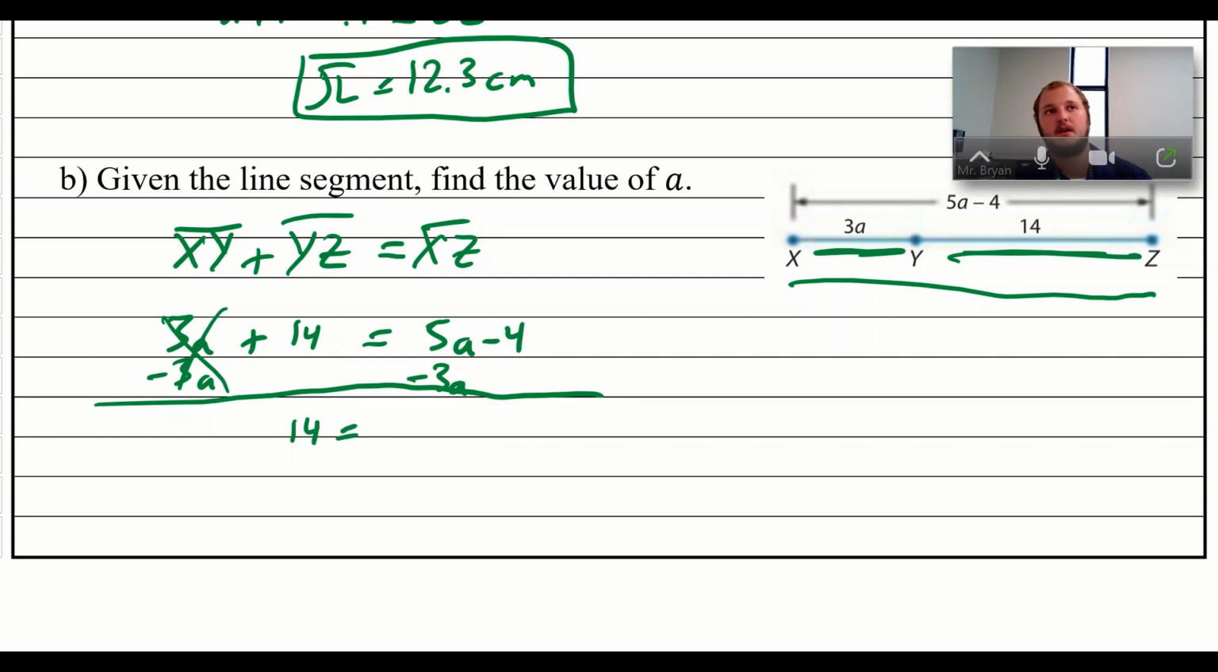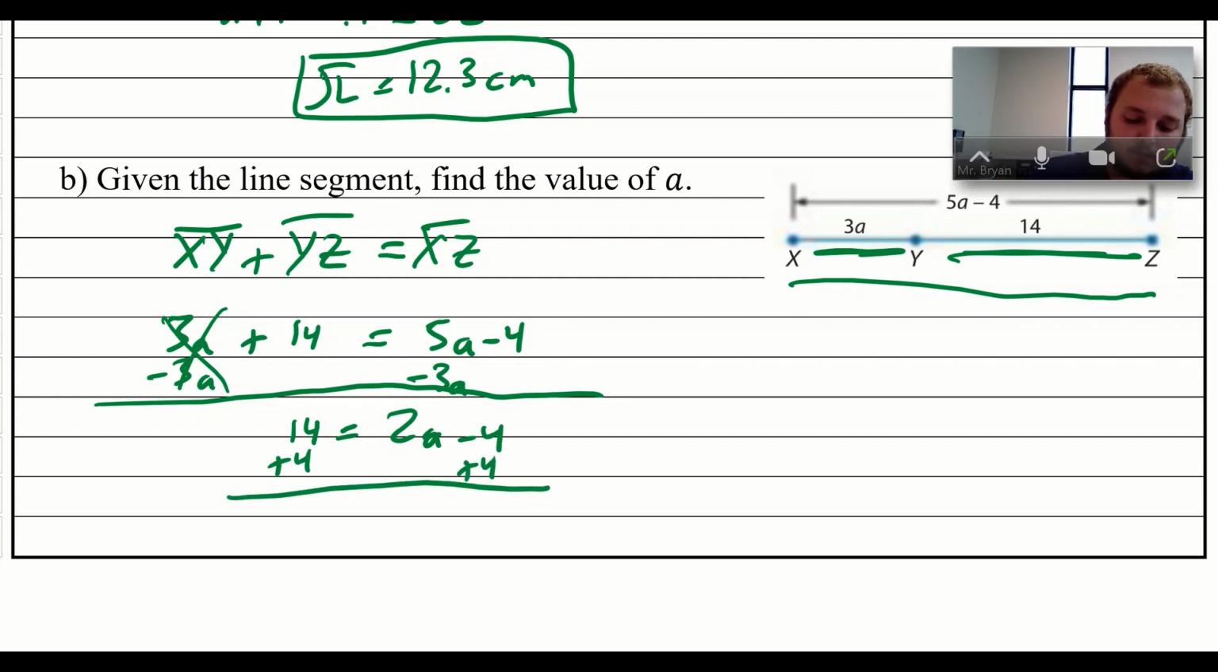If I have 5A minus 3A, remember the numbers in front are what we call the coefficients. You subtract those, and then the A just stays the same. The A is just like a label. So 5A minus 3A is 2A, and then minus 4. Next step, get the numbers to the other side. I have a minus 4 on the right side of the equation. I want to get rid of that, so I add 4. When I do that, these cancel. I get 14 plus 4, hopefully you know that's 18, equals 2A.